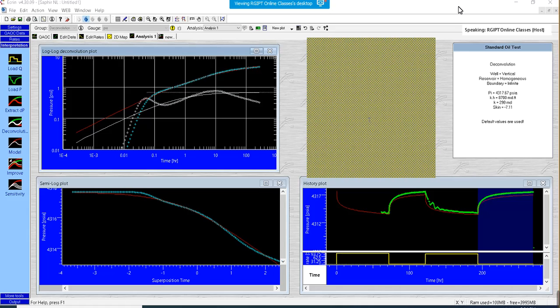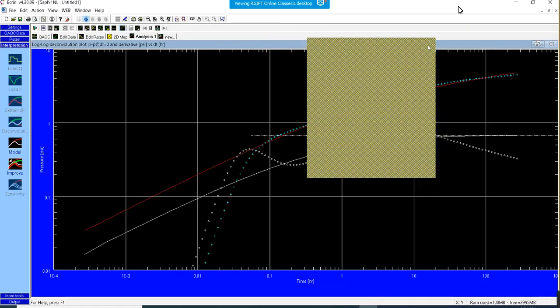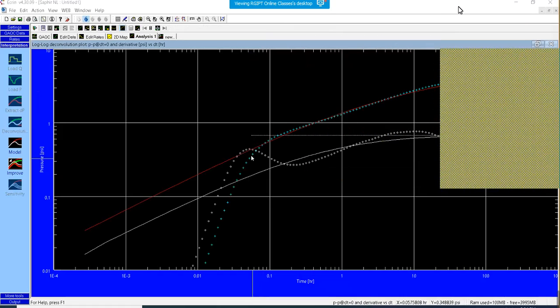Yes, there is one more question. What about two humps? Yes, two humps. Can it not be dual porosity or linear composite? Where are the two humps, Amir? Where are you seeing two humps? Are you considering this as a hump? This one?